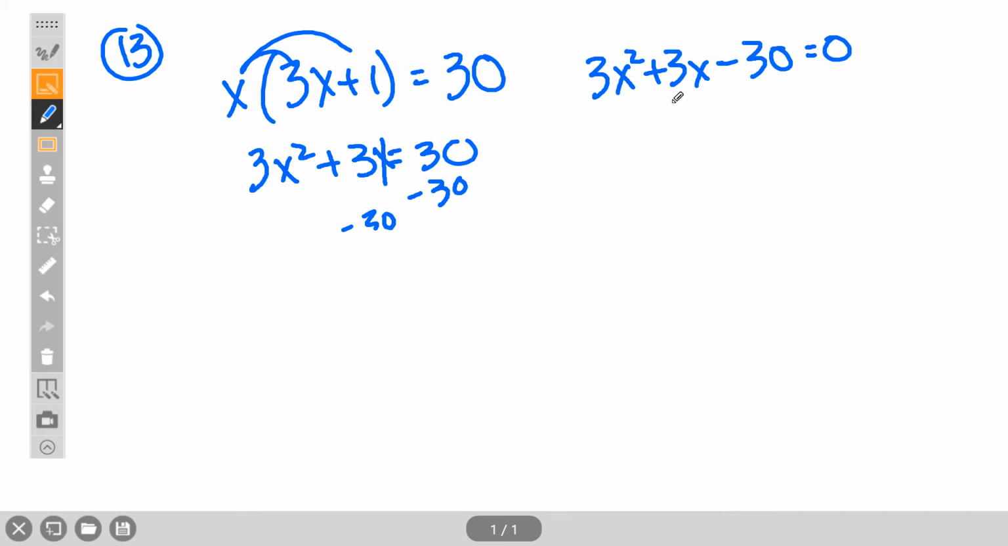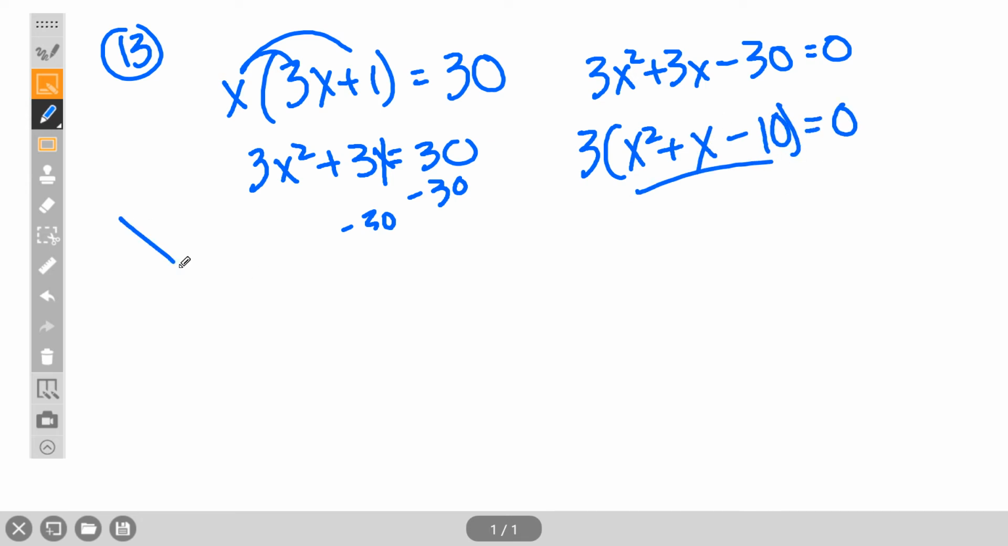And then I can solve this by factoring. So I can take out the GCF, which is 3. So x squared plus x minus 10 equals 0. And then I can factor this right here. So a times c is negative 10, b is positive 1. The two numbers I'm looking for multiply to negative 10 and add to positive 1.